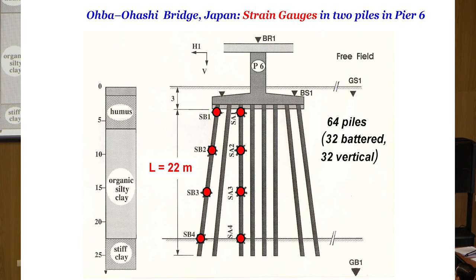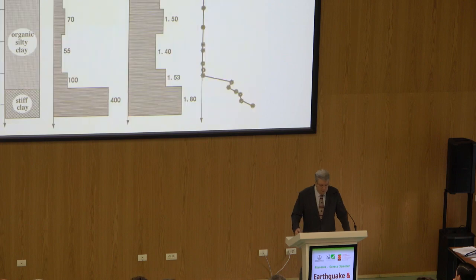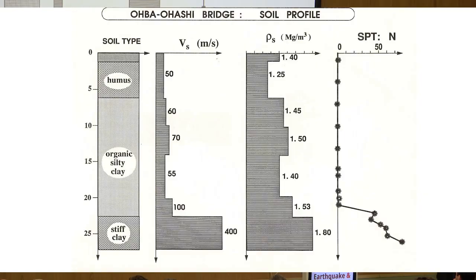And to impose something in the code which is unusual, you have to have case studies to verify it. We had a very significant case study from Japan of a bridge with 64 piles, a regular bridge, nothing special, passing through very, very soft soil. Now, very soft soil, you can see here the properties, SPT is close to zero, and very, very small shear wave velocities. Now, what do you expect?